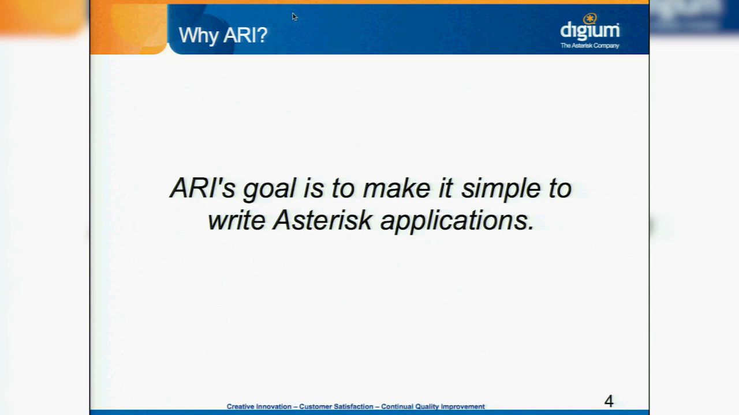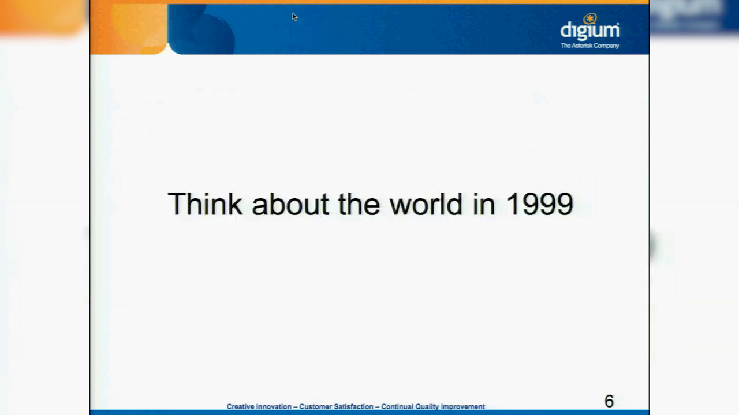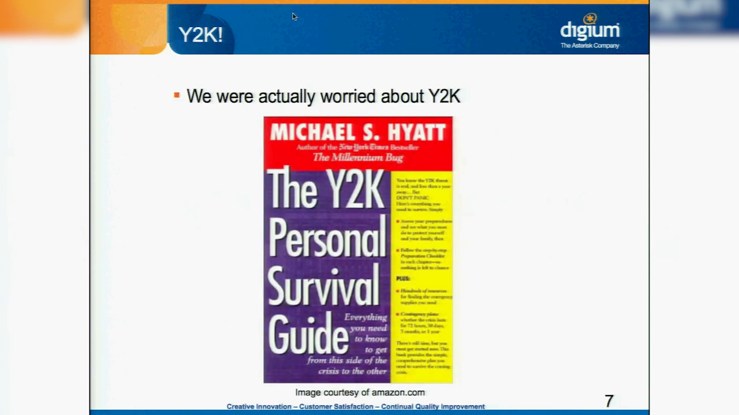When we built ARI, the primary motivation we had going into this was we wanted to make it simple to write applications that run on Asterisk. To think about the context of where Asterisk is, it helps to go back. I was glad that Mark shared how he got started on Asterisk. It was first released in December of 1999. Think back for a minute about what the world looked like in 1999. That was a time when we were still worried about Y2K.